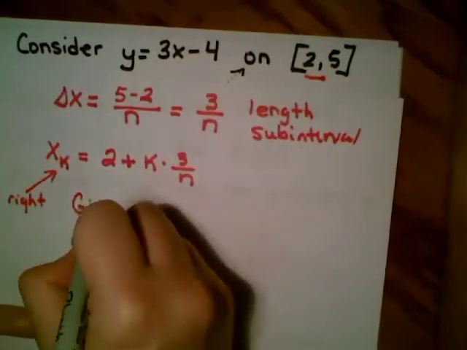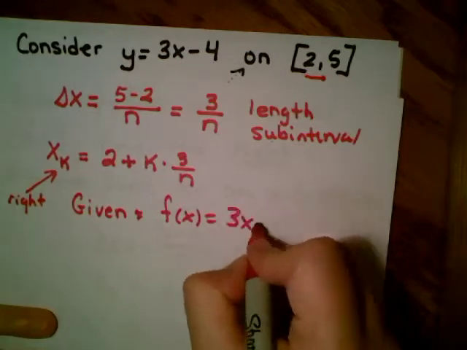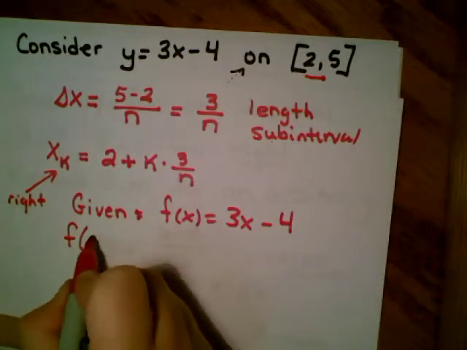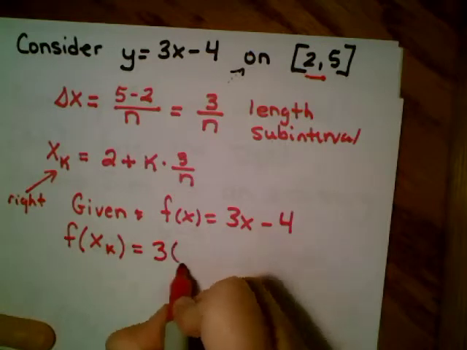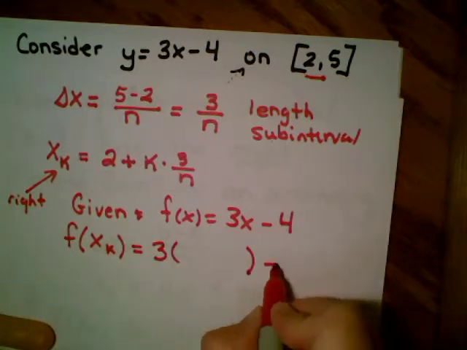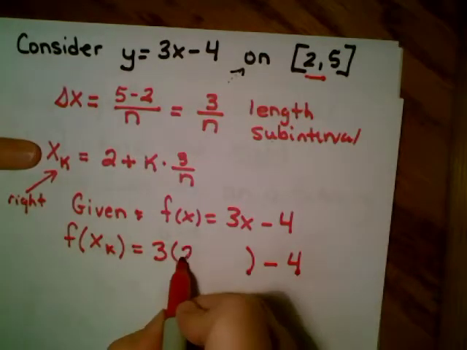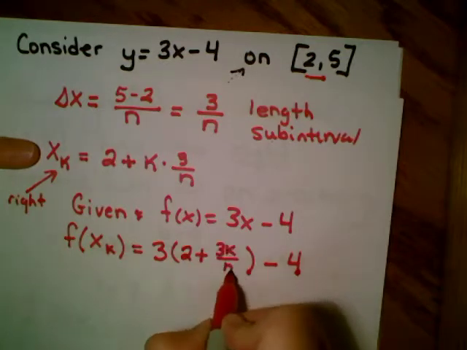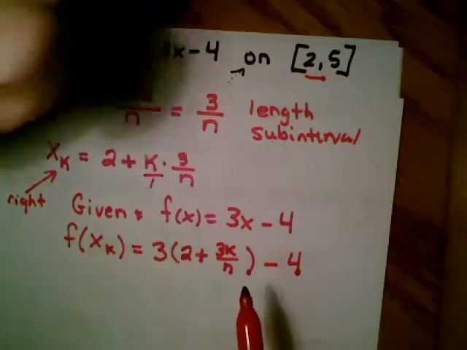Okay. So since we were given a function, this linear function 3x minus 4, when we write down the heights of our rectangles, f of x sub k, that's going to be 3 times x sub k minus 4. And if we look back up here, x sub k was the sum 2 plus k times 3 over n. And I might write that just a little more compactly, 3 times k over n, because we can think of k as k over 1.